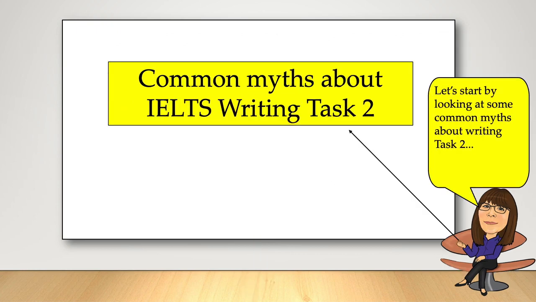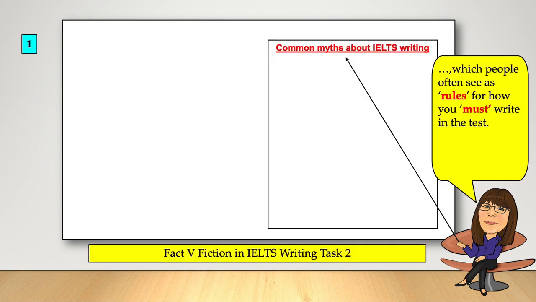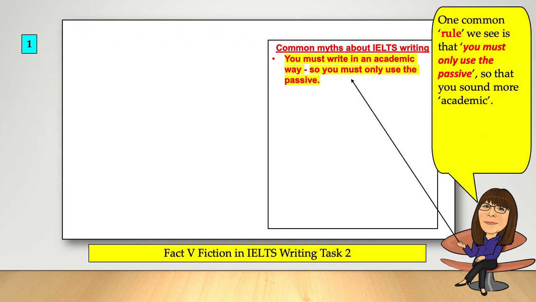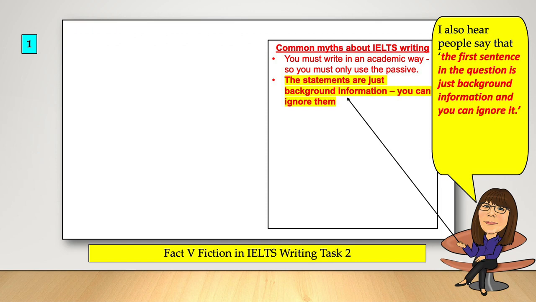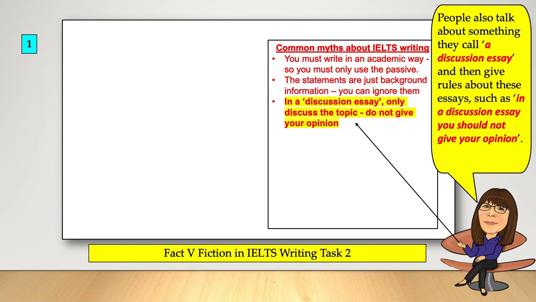Let's start by looking at some common myths about Writing Task 2, which people often see as rules for how you must write in the test. One common rule we see is that you must only use the passive so that you sound more academic. I also hear people say that the first sentence in the question is just background information and you can ignore it. People also talk about something they call a discussion essay and then give rules about these essays, such as, in a discussion essay, you should not give your opinion.